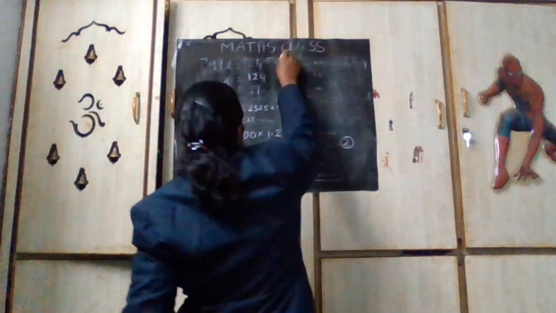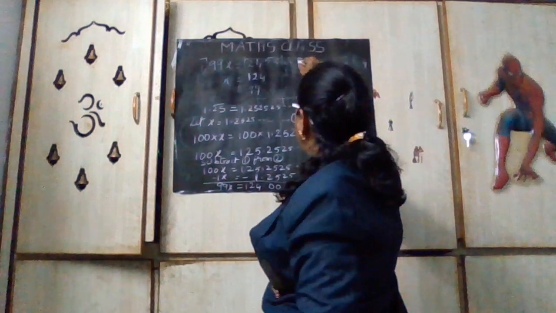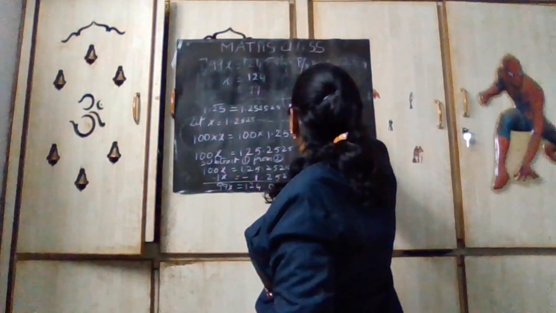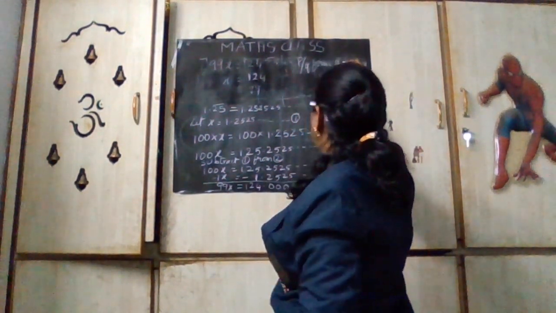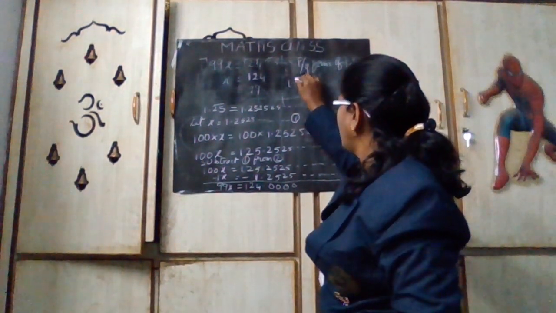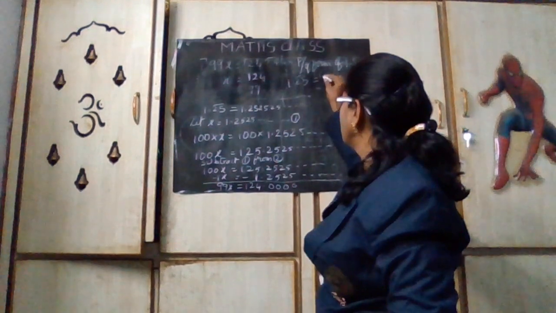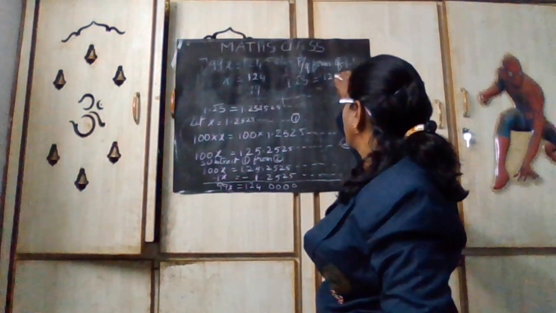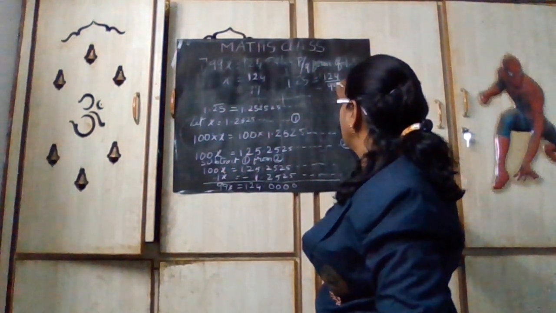Therefore, you have to write the final statement. Therefore, p by q form of 1.25 bar is equal to 124 by 99.